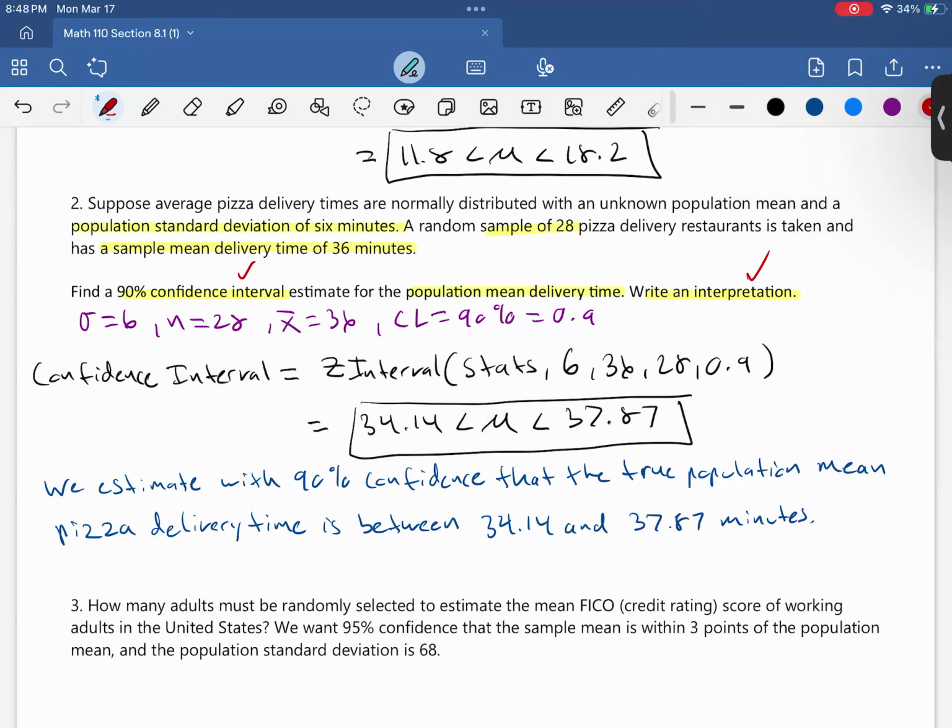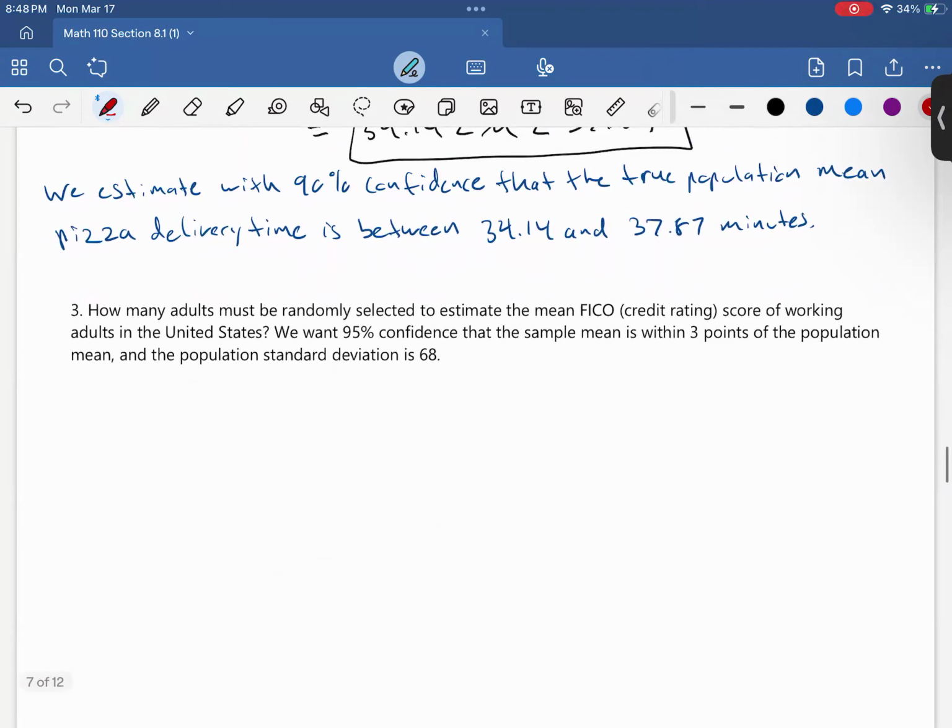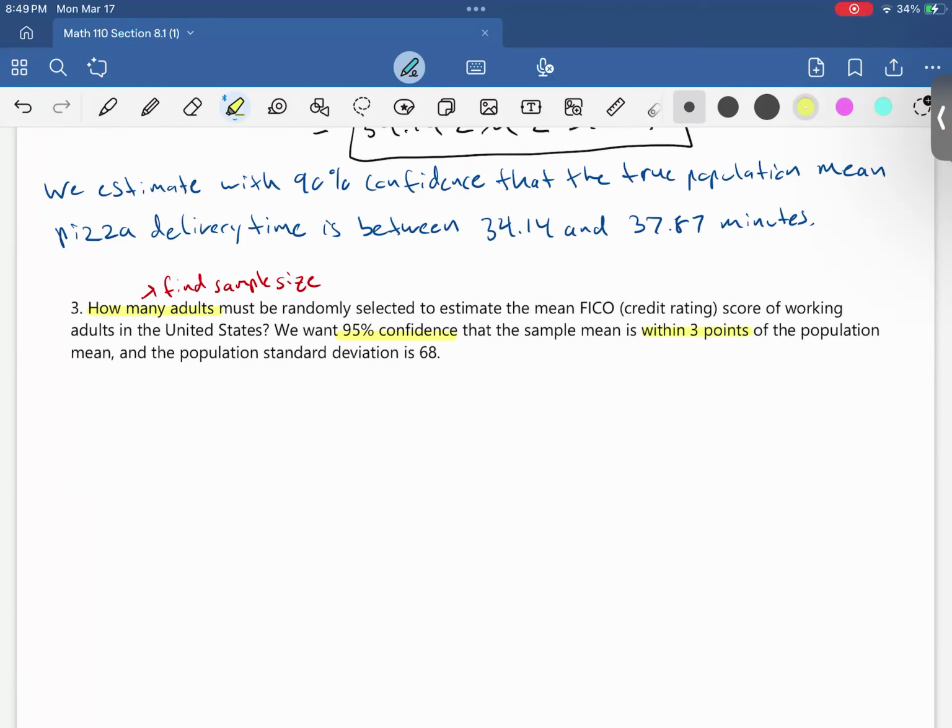All right, let's go ahead and check out number 3 now. So number 3 is saying how many adults. So right away when I see that how many, that tells me I need to find a sample size. That's always your indicator, how many. But let's read through the rest of the question. So how many adults must be randomly selected to estimate the mean FICO score, mean credit rating score of working adults in the US? So we want a 95% confidence, and we are within 3 points of the population mean, and the population standard deviation is 68.